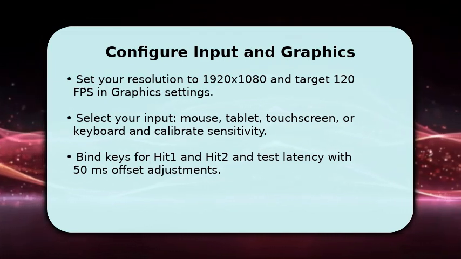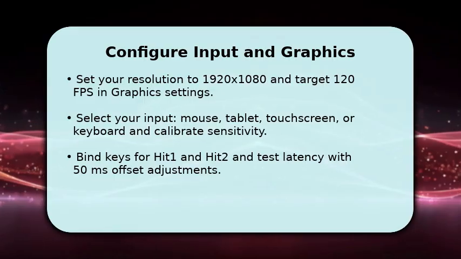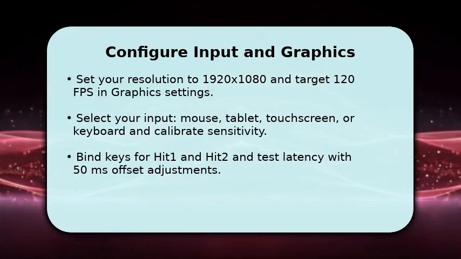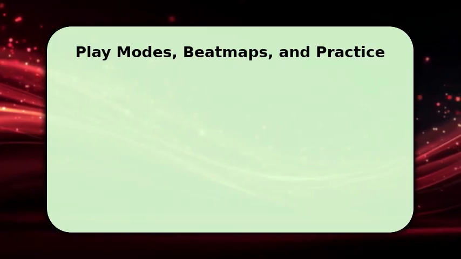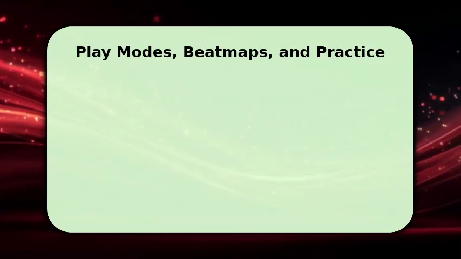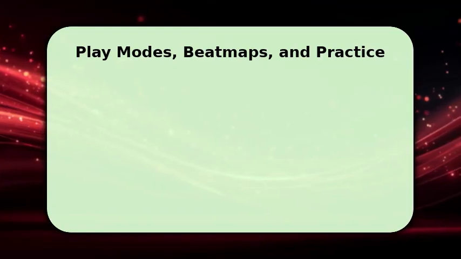Use the offset test and tweak by 50 ms increments until hits align with audio. Enable raw input. Choose between the 4 modes: Standard, Taiko, Catch the Beat, and osu!mania. Each mode uses distinct inputs and scoring.